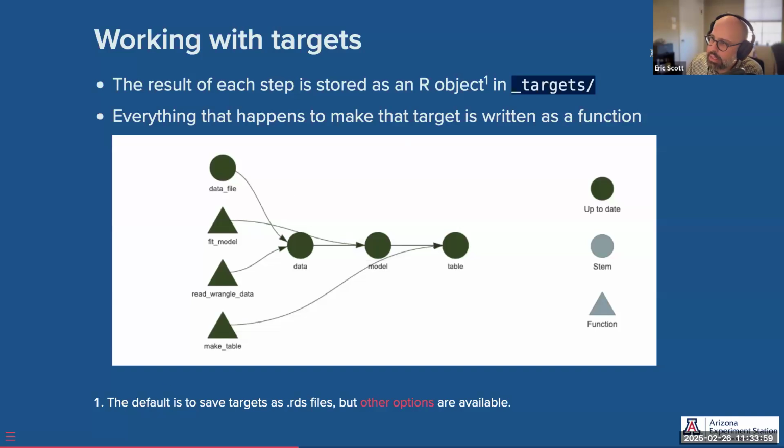So yeah, that is the default, again, is saving them as these RDS files, which if you haven't encountered before, it's a way that you can save any R object. It could be a data frame, a list, a model output, whatever. But there's lots of other options of formats that you can save things as.